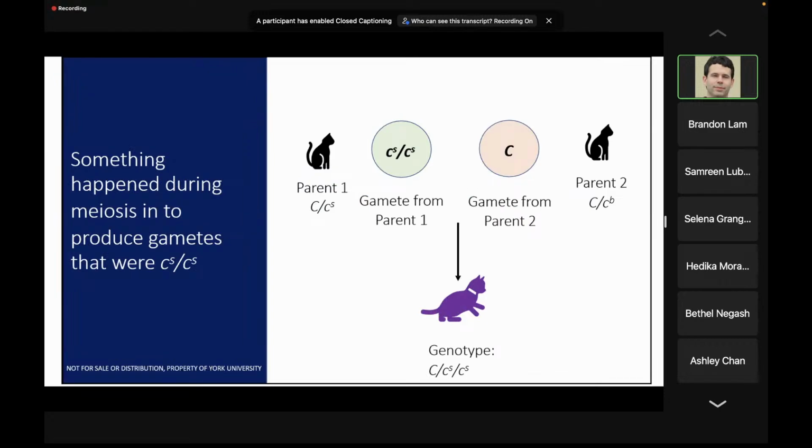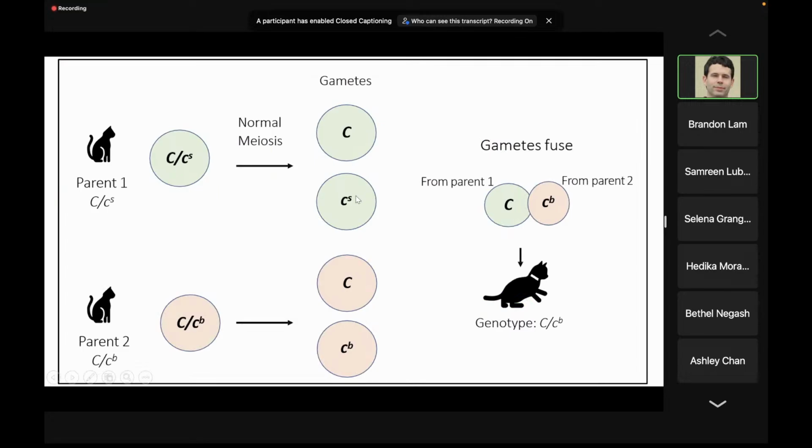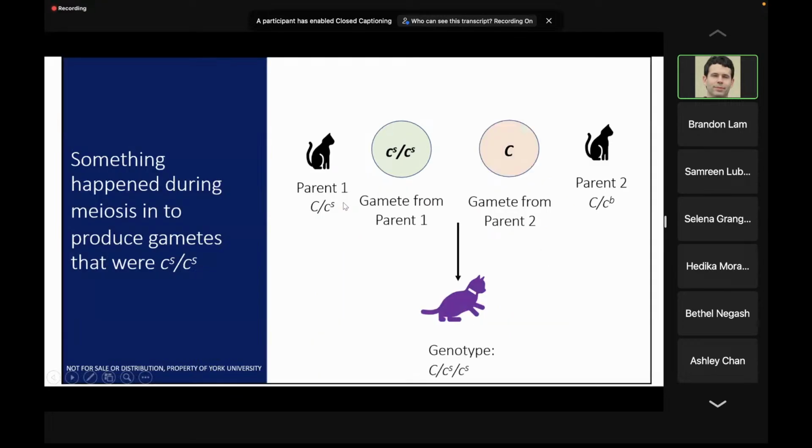But in this cat, poor kitty, something happened during meiosis to produce gametes that were CS. In other words, the gamete didn't have that one copy like it's supposed to have. Something happened and it actually kept two copies. Uh-oh. It's not a haploid like it's supposed to be. It's a diploid gamete. Yikes.